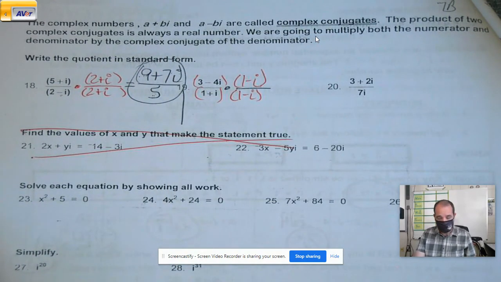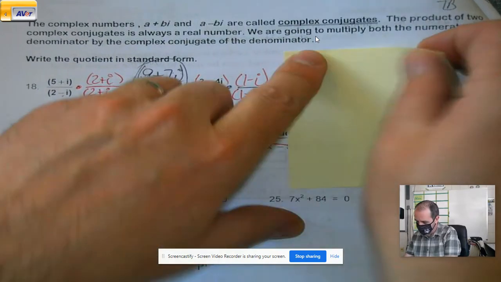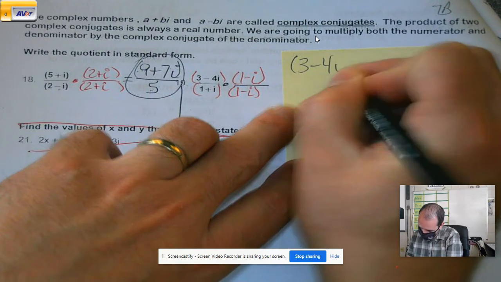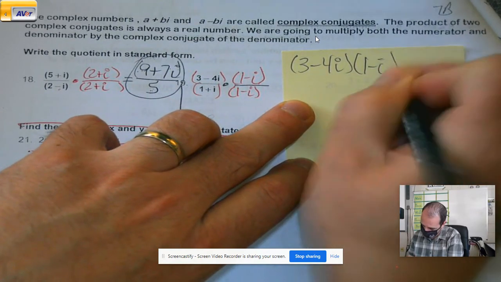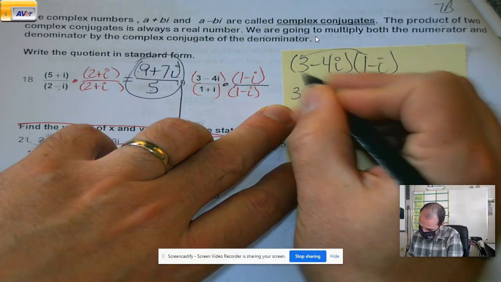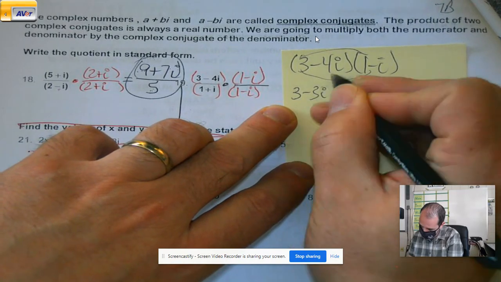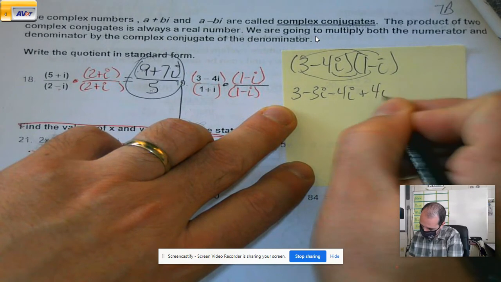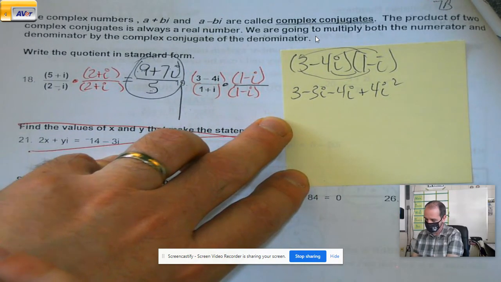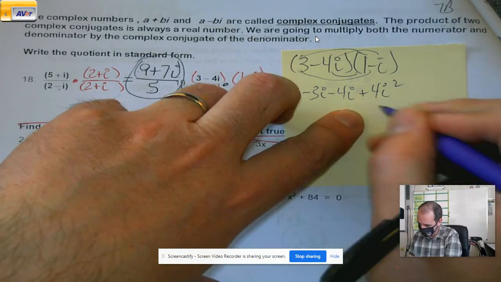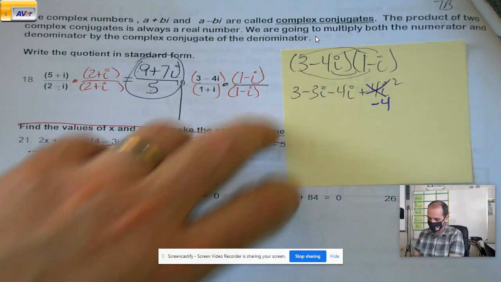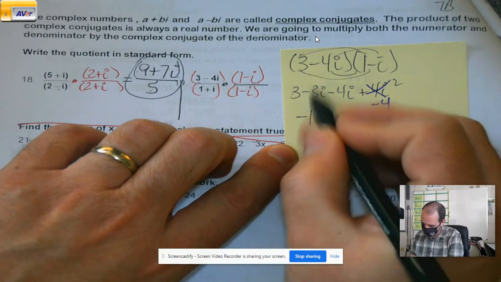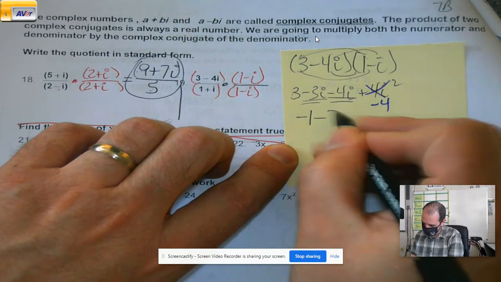And play the same game. So you're like, is there a shortcut to the numerator? Nope. Just got to do what we got to do. So first, outer, inner, last. 4 times -1 is -4. 3 minus 4 is -1. -3 minus 4 is -7.